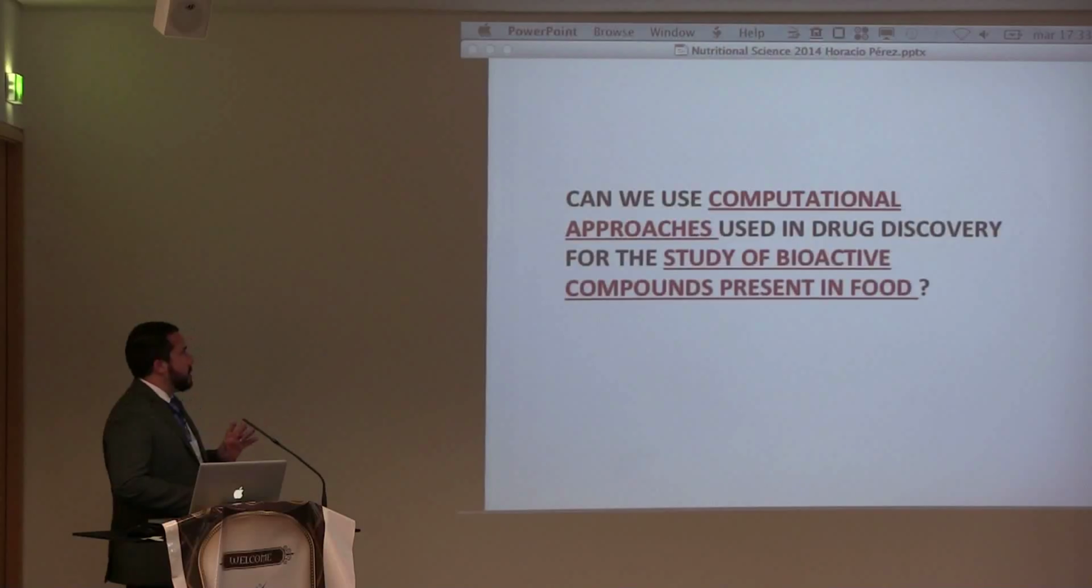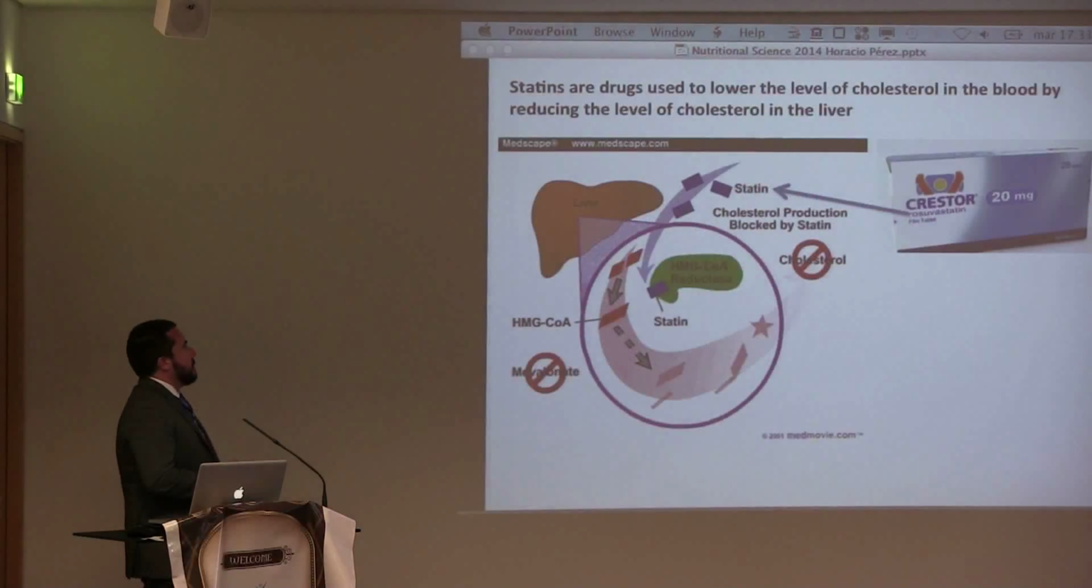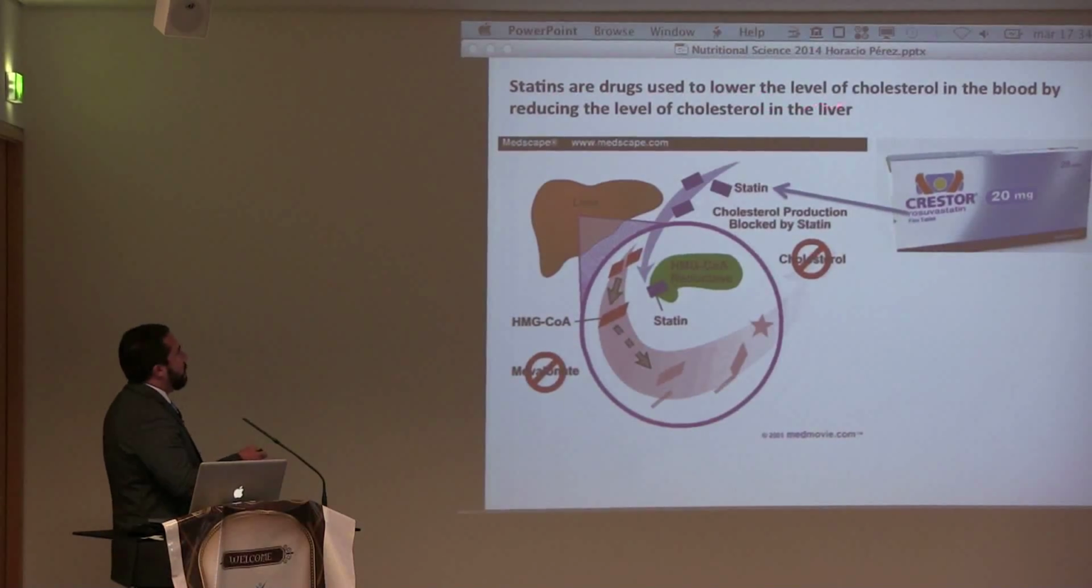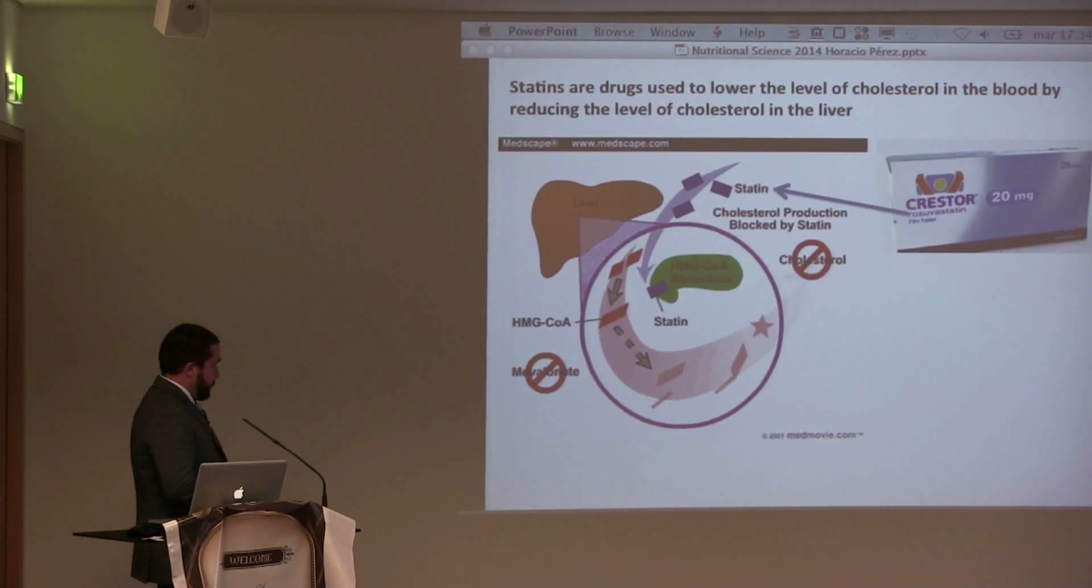Now, the question is, can we use this kind of computational approaches using drug discovery, but not for drugs, but for the study of bioactive compounds present in food? Let's see. So now we are interested in this problem. We know that statins are drugs used to lower the level of cholesterol in the blood by reducing the level of cholesterol in the liver. So basically, we have HMGCoA, and when this interacts with this enzyme, then cholesterol is produced.